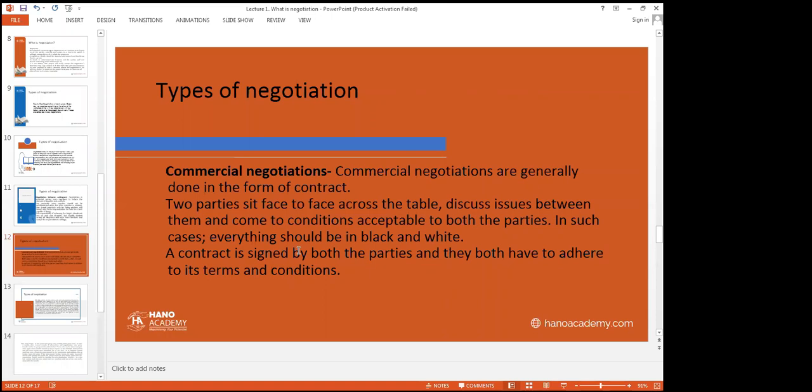So two parties sit face to face across the table, discuss issues between them, and come to conditions acceptable to both parties. In such cases, everything should be in black and white. The contract is signed by both parties, and they both have to adhere to its terms and conditions. So that's what we call commercial negotiation.